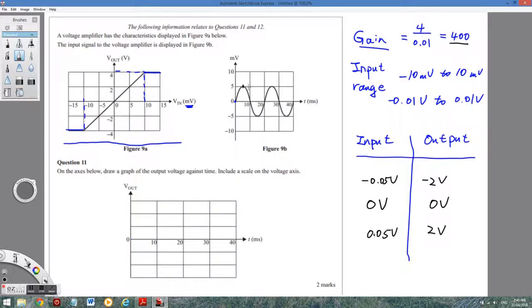Now, the wave looks like this. The output must also start from a neutral point 0, and has a maximum of 2 volt and a minimum of minus 2 volt. The period doesn't change, the amplitude changes, so it's still going to be a sine shape. So what we do is we just sketch it like this.